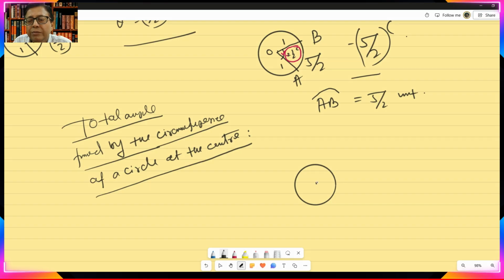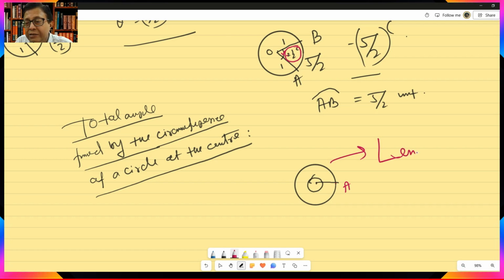Unit circle, we are going to find this total angle. The sense of rotation is like this one. This angle we have to find. What is the circumference here? Total angle means it will be starting from A to A, going in this manner. This is the length of the circumference.